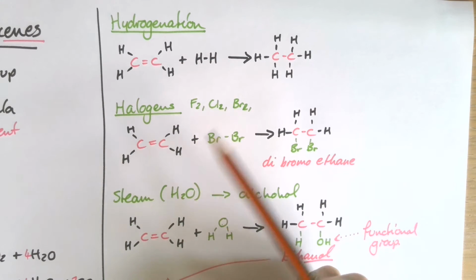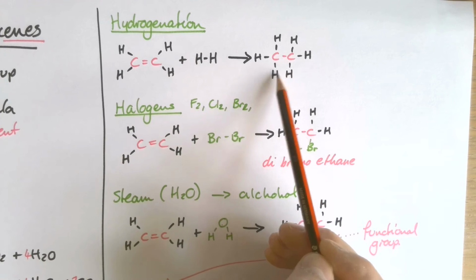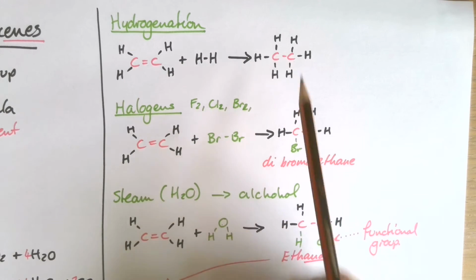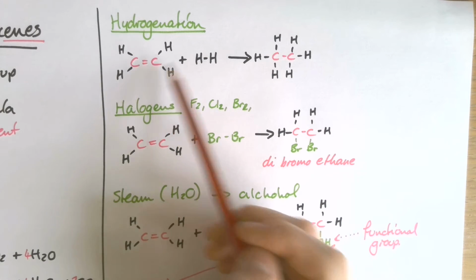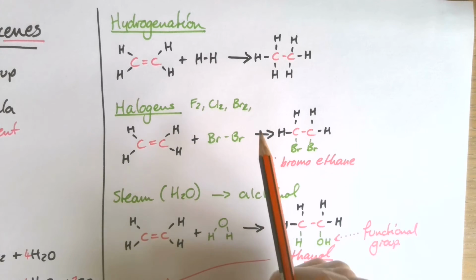Again, this is in the right conditions. And you can see that the two hydrogen atoms as part of this molecule are now connected here to the carbon. So we've lost the double bond, which was here, and now we have a single bond. And we basically turn an alkene into an alkane. And the name just changes. So if this is ethene, then it becomes ethane, propene, propane, and so on.